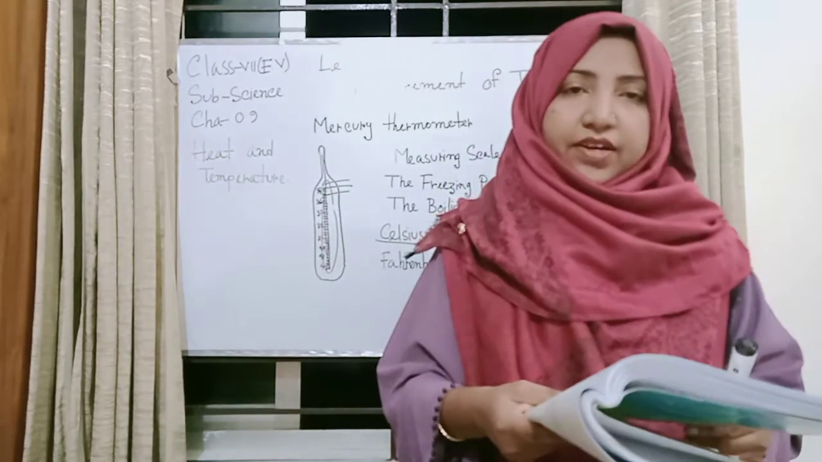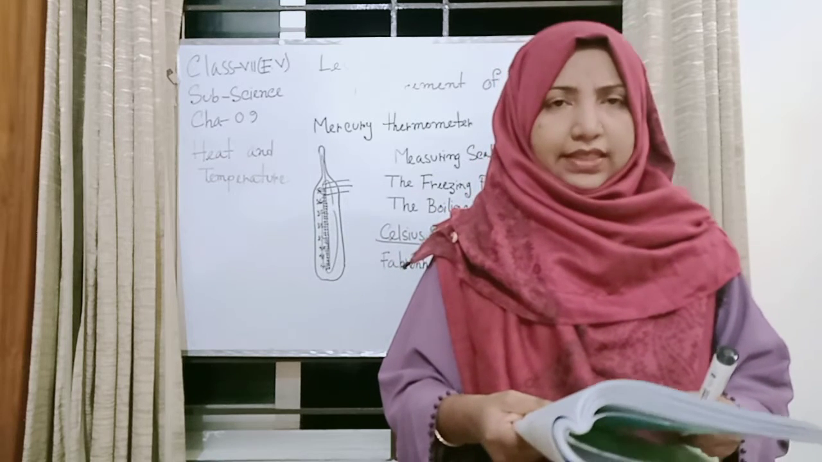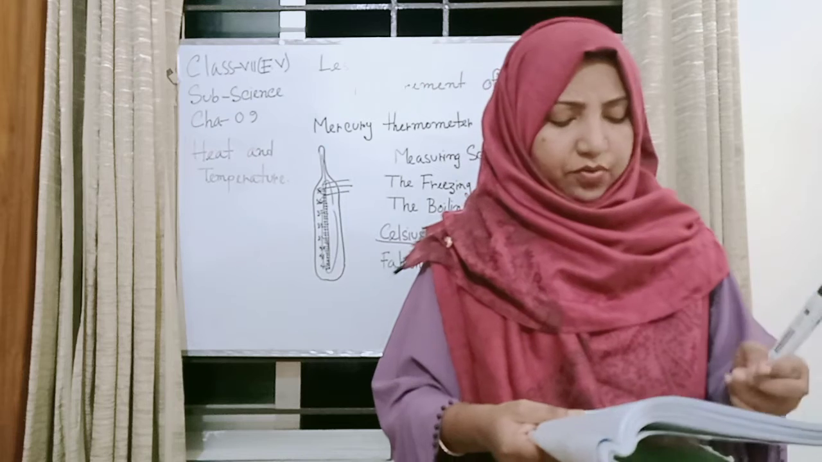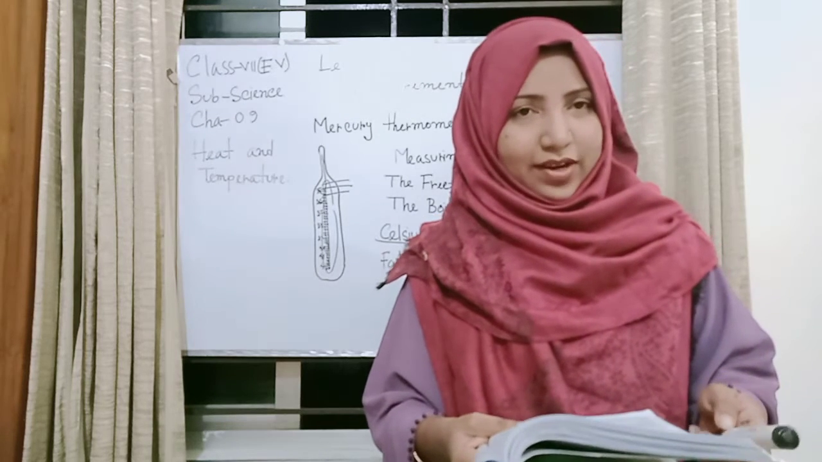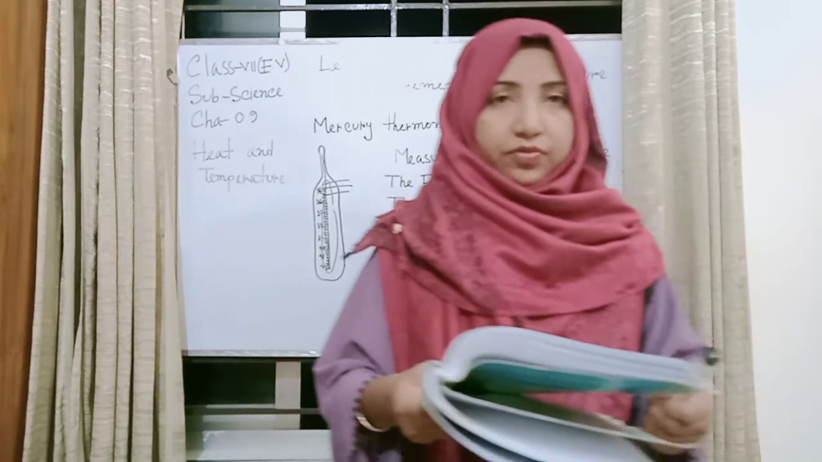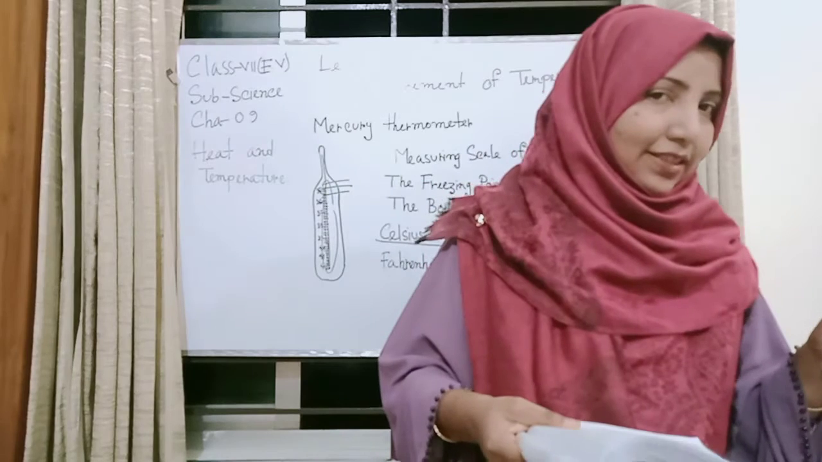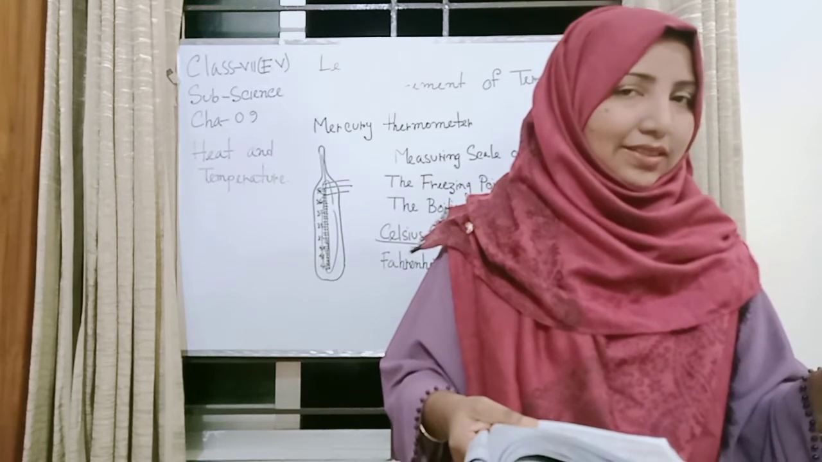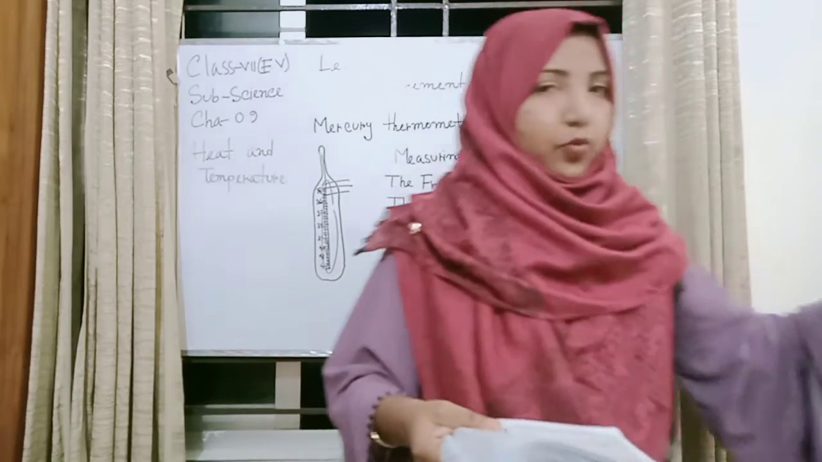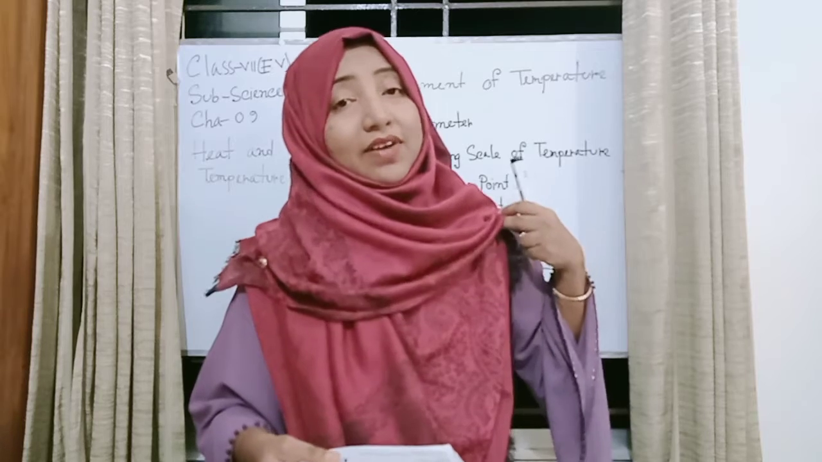Scientist Fahrenheit invented this scale. It is called the Fahrenheit scale after his name. Such as when you have a fever, anyone can say that your fever is 101 degree. In reality, the temperature of your body is 101 degrees Fahrenheit, not Celsius. Here in Bangladesh, we measure the weather in Celsius, but when we measure a fever, we use the Fahrenheit scale. So it is also an important difference.